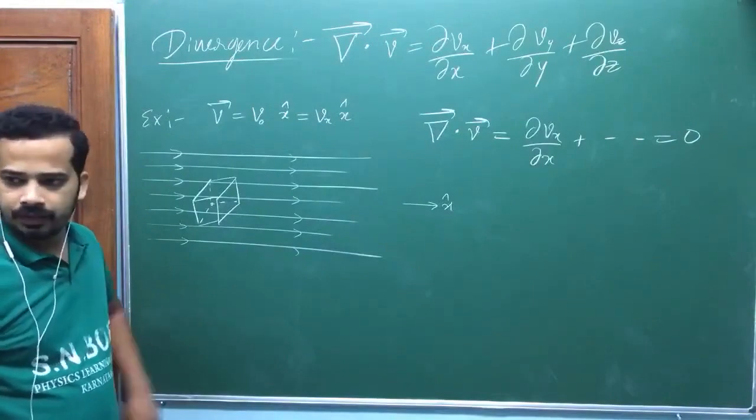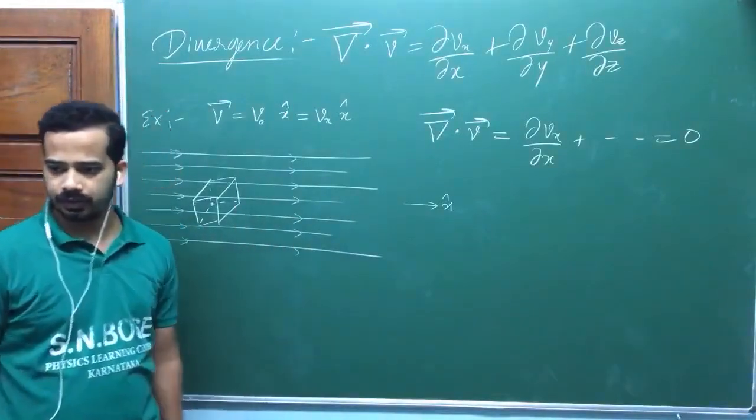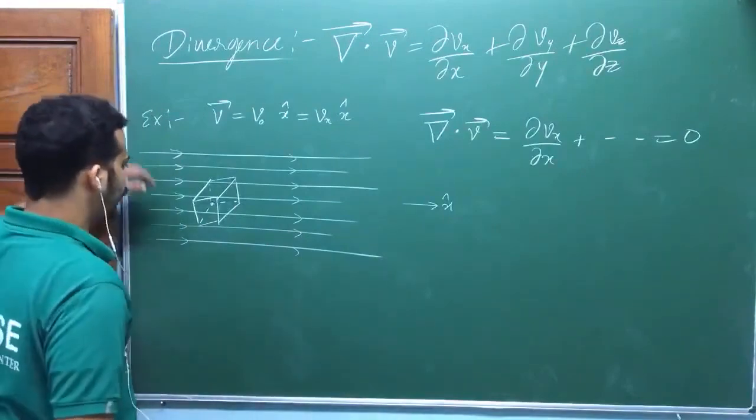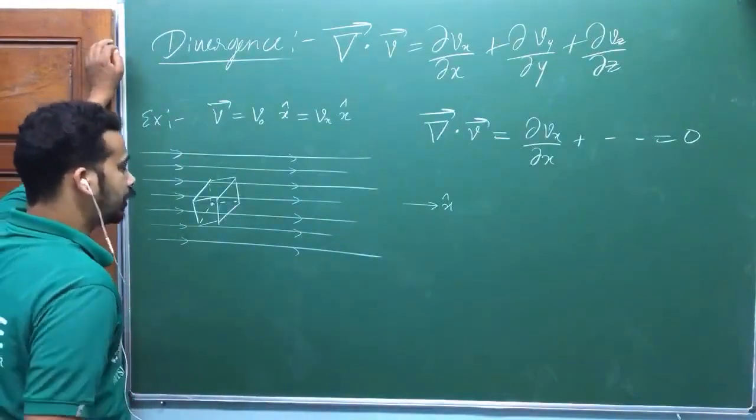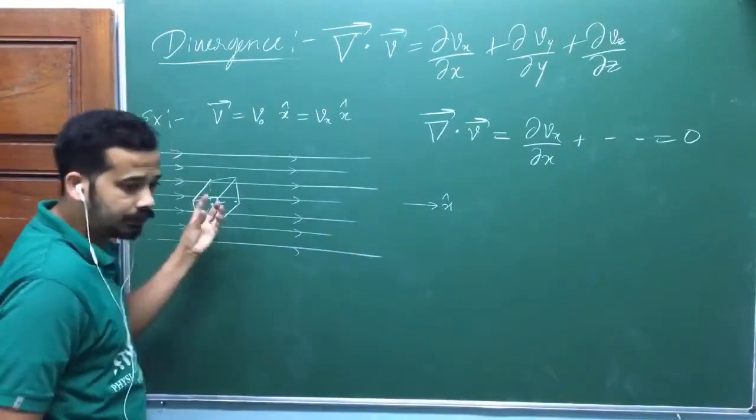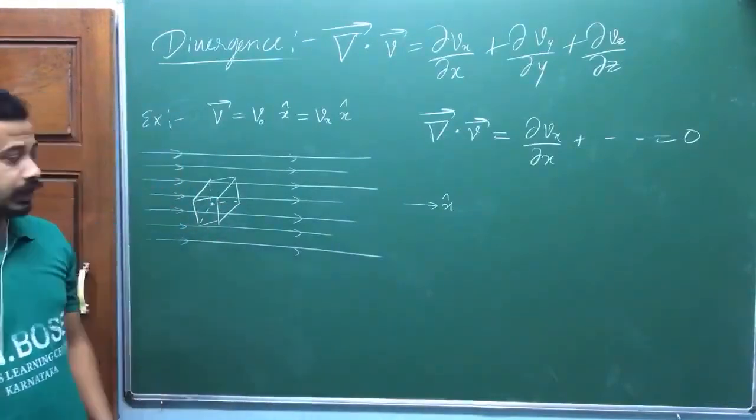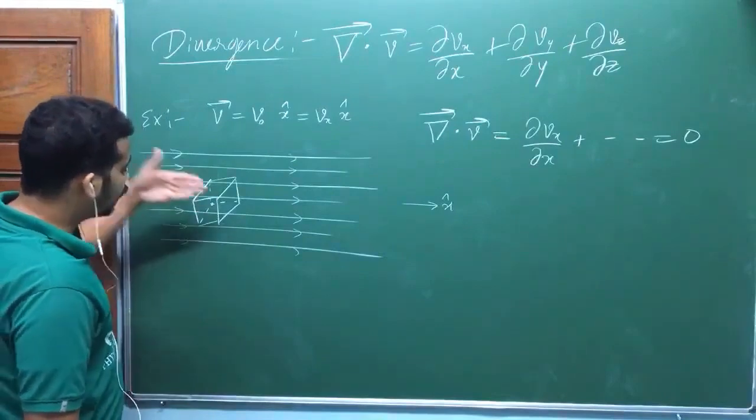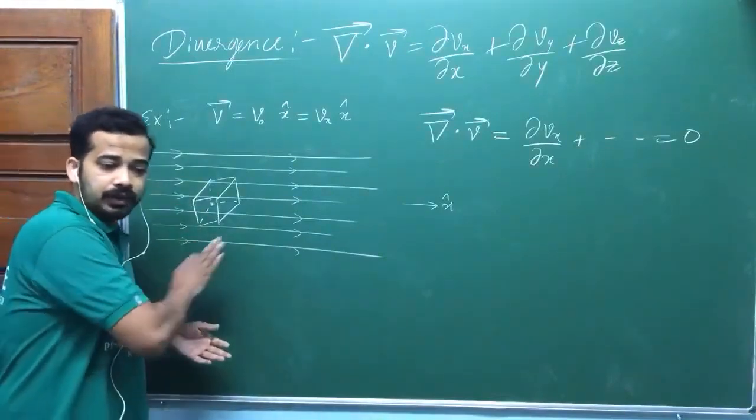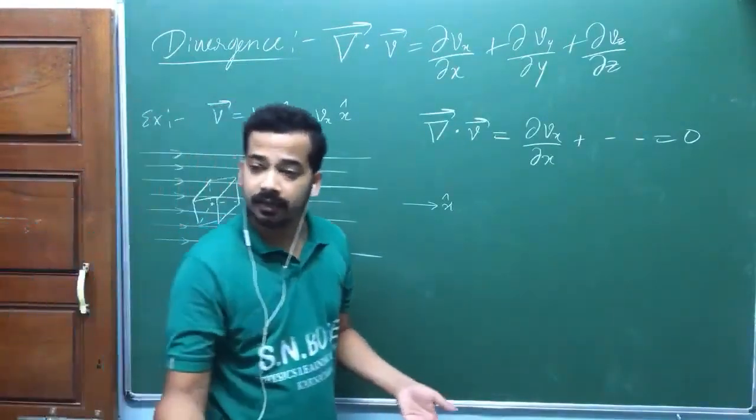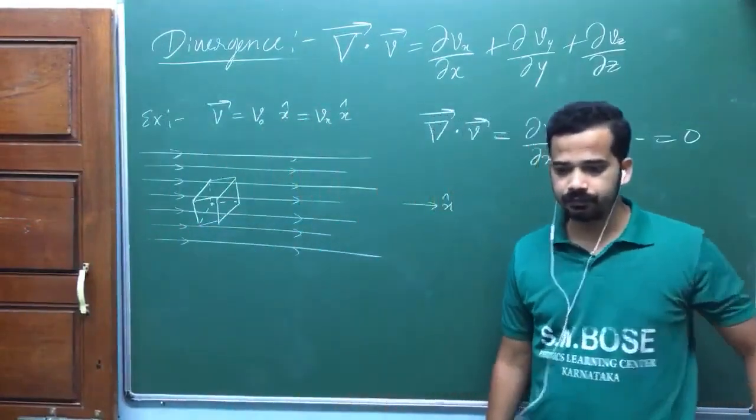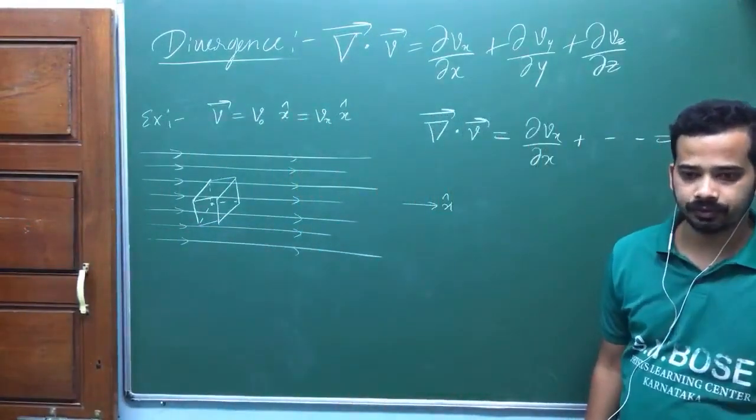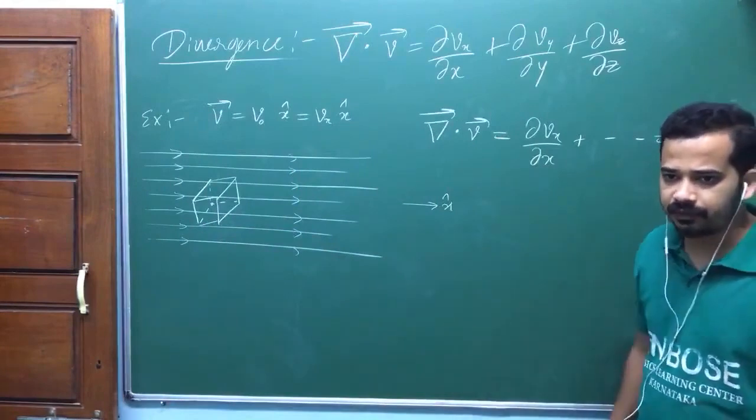Divergence vanishes here in the case of a uniform vector field. That is because if you take an infinitesimal volume element around any point, the number of field lines going into that region is equal to the number of field lines going out of it. Net flux is 0. Net outward flux is 0, isn't it? We call that the net flux, am I right?